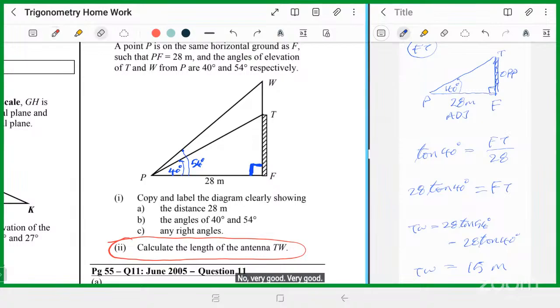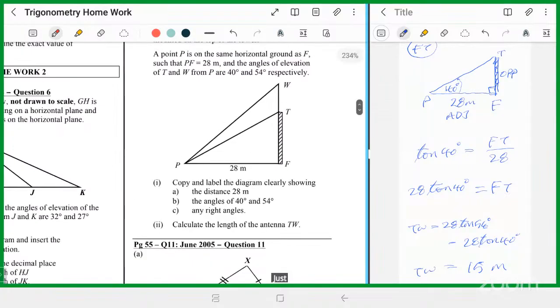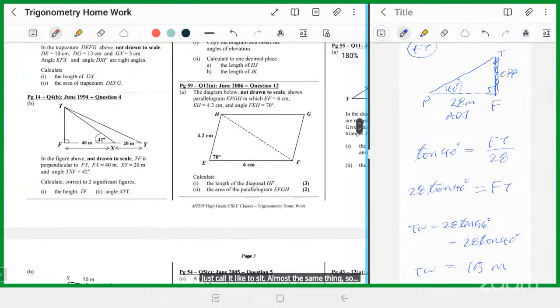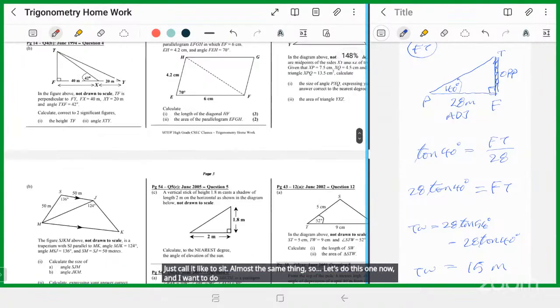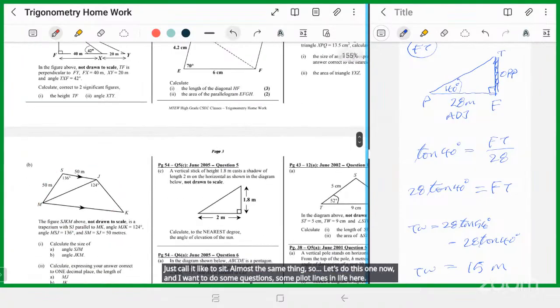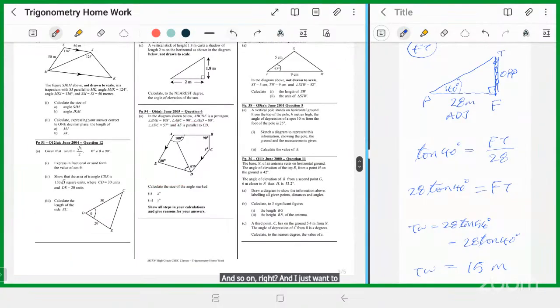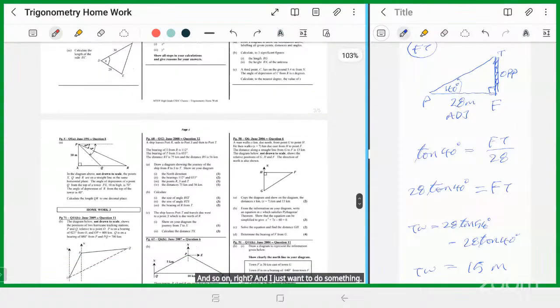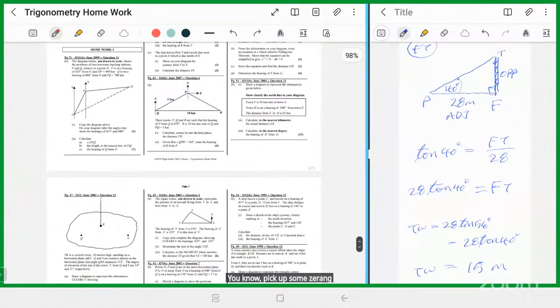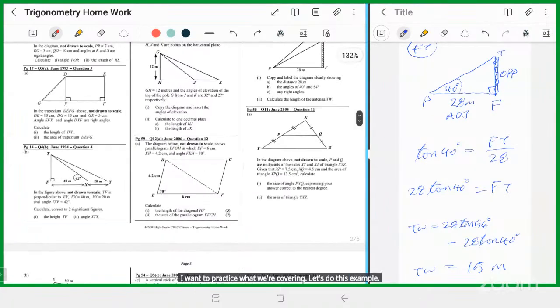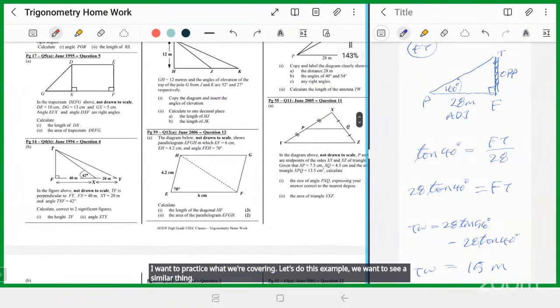All right. So I'm going to do another question that shows basically almost the same thing. So let's do this one now, and then we're going to do some questions with some parallel lines in it, like here and so on, right? We can pick up some Z angles and so on. I want to practice what we're covering today. But let's do this example. I'm going to say a similar thing with this question.